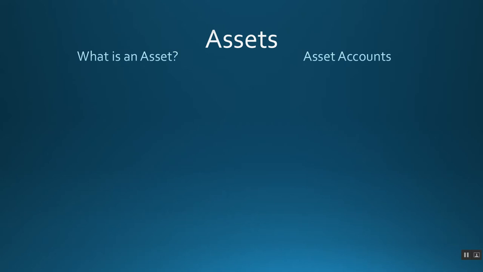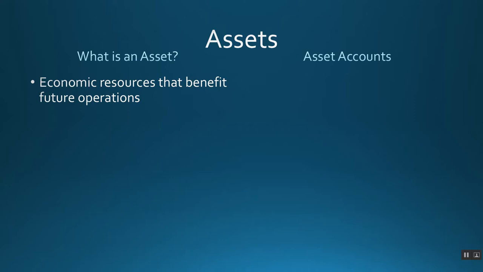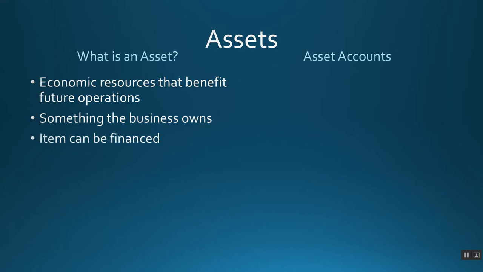So the first one that we want to take a look at is an asset. What is an asset? An asset is an economic resource that benefits our future operations. So it's something, a resource, an item that we use that increases or benefits our future operations. You could also consider assets something that we own. The item can still be financed and it's still considered our asset.